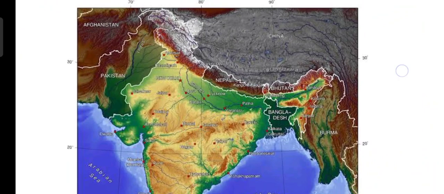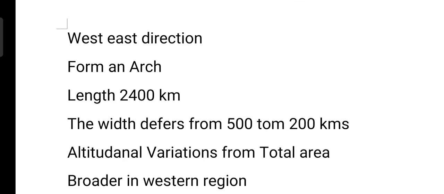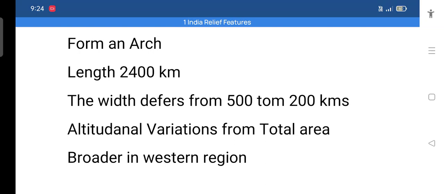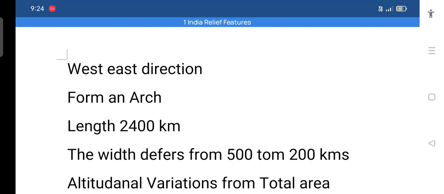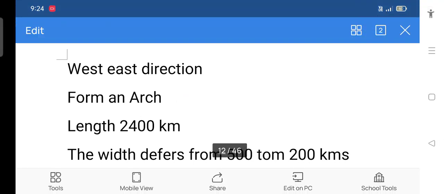We can comprise the Himalayas as three main ranges or three main divisions. First of all, the Himalayas extend from the western direction to the eastern direction, and they look like an arch. How do they look? They look like an arch.